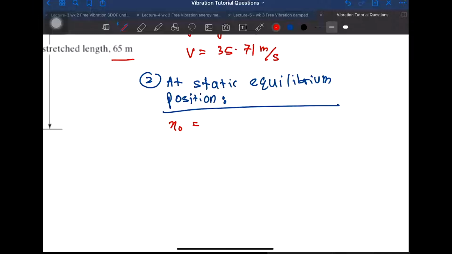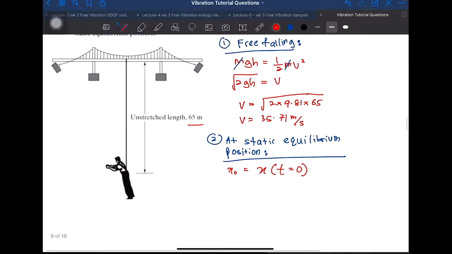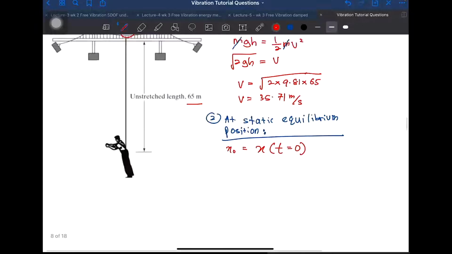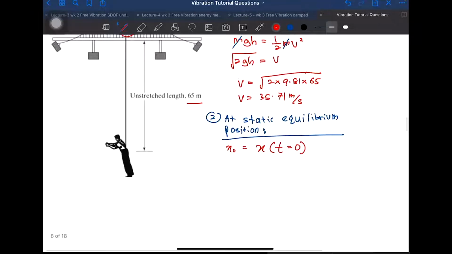Okay, x naught is the value of the displacement at time equals 0. So at time equals 0, the person is obviously still at the bridge up here before he jumps off the bridge using the bungee rope. So at x of t equals 0, at time 0, the displacement is obviously 0. No displacement occurs here, so the displacement is 0 meters.